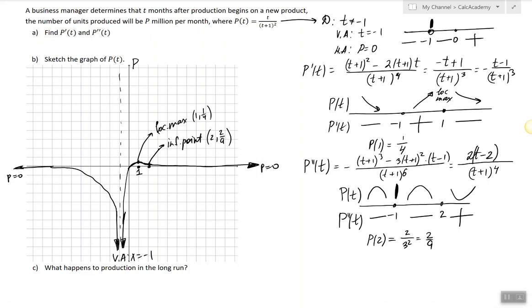So to answer the question, what happens to production in the long run, as t increases, the production goes down to 0 because we have a horizontal asymptote as t goes to infinity. So the answer is production goes down to 0 as t goes to infinity.